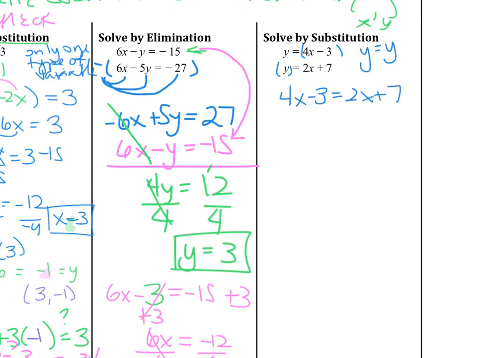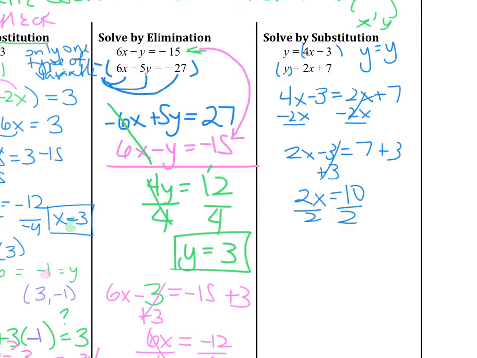Then you solve, and so let's solve for x. So subtract 2x, you get 2x minus 3 equals 7. Add 3 to both sides. You get 2x equals 10, divided by 2, so we know that x equals 5.